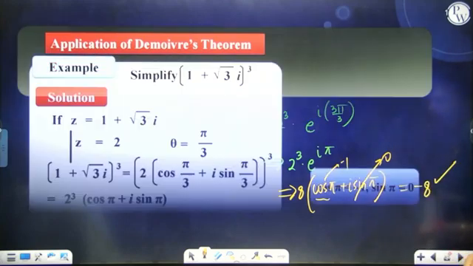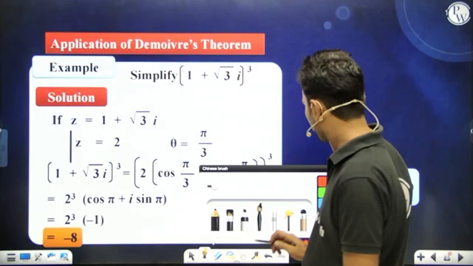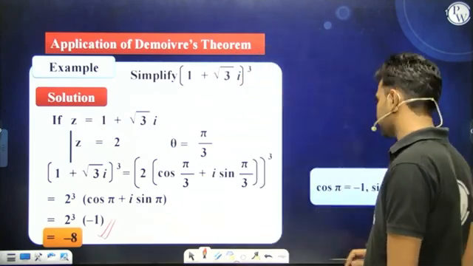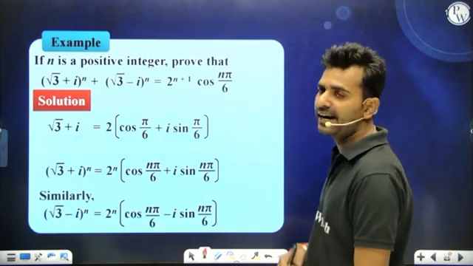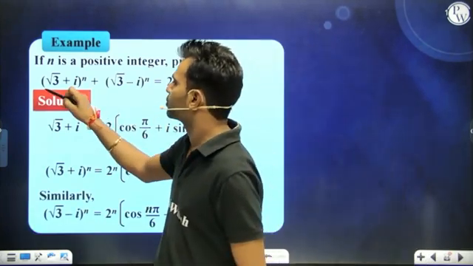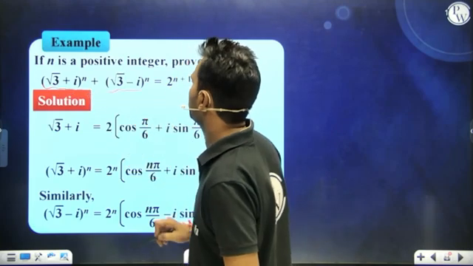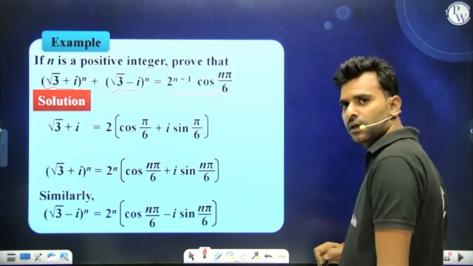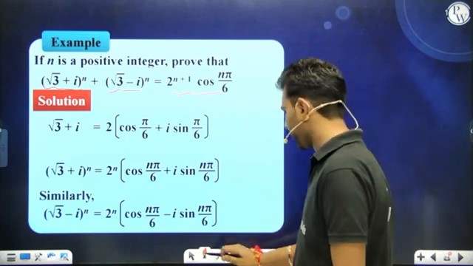Have a look at this, everyone. Look how easy the problem becomes if you use the Euler form and De Moivre's theorem. Let's say this kind of a problem is asked: (√3 + i) to the power n plus (√3 − i) to the power n is equal to this. Prove that. Now look, √3 + i, can it be written like this?